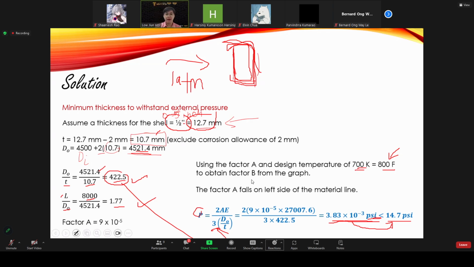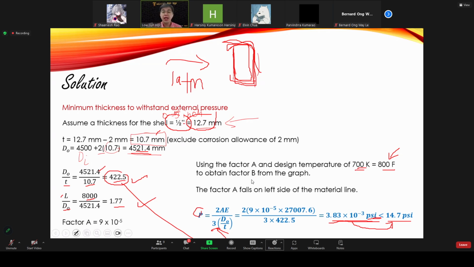Okay, now very simple. Just now we assumed 0.5 inch. Convert to millimeter, become 12.7. Am I right? This is the first assumed thickness, but it is rejected, cannot be accepted.